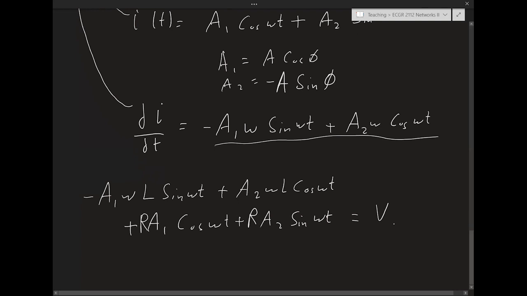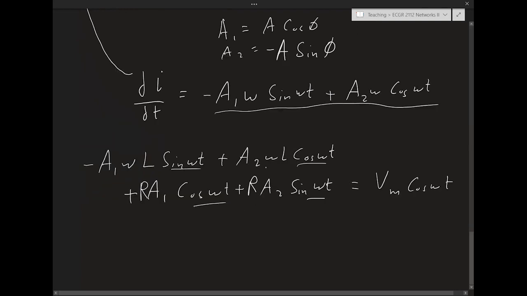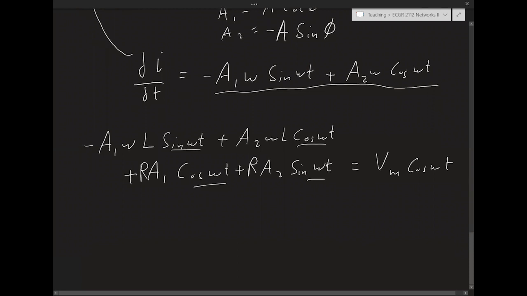This equals the source, Vm cosine omega t. All we have to do now is equate. So we have the cosines and then we have the sines. The coefficients of the cosines should be equal on the right-hand side and the left-hand side. So we end up with the expression: cosine, we have R A1 plus this term, A2 omega L, equals Vm. Let's call this equation 2.